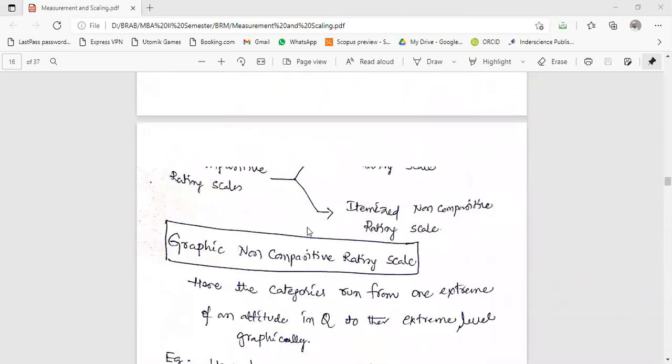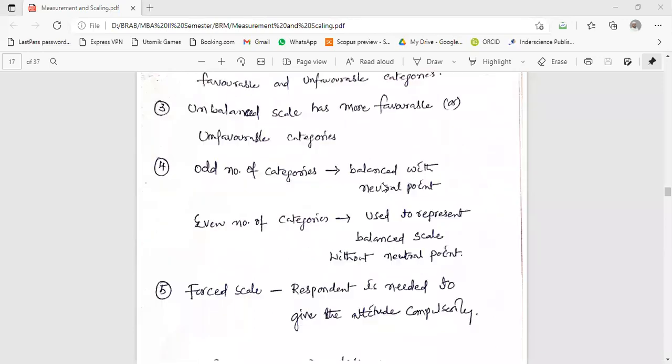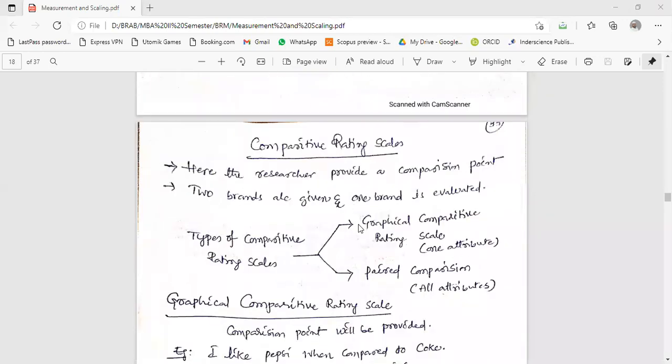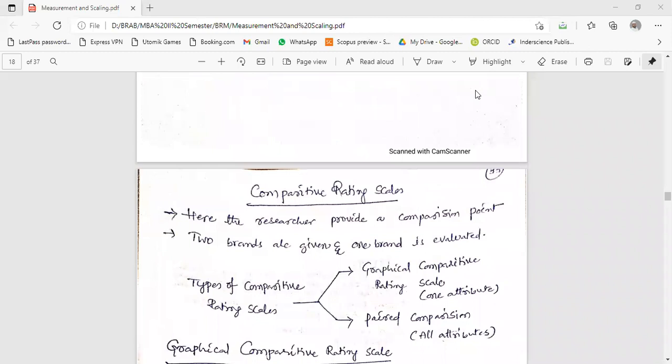So this is the non-comparative rating scale. Now comparative rating scales are also there. Here the researcher provides a comparison point to the respondents. Two brands are given and one brand is evaluated. So comparing to that brand, whether it is good or bad, you have to evaluate. There are 2 types of comparative rating scales. One is the graphical comparative rating scale, that means one attribute. Then paired comparison, I mean all the attributes you can take.